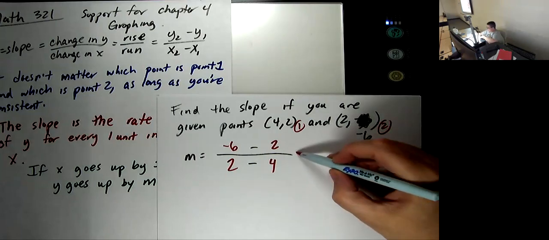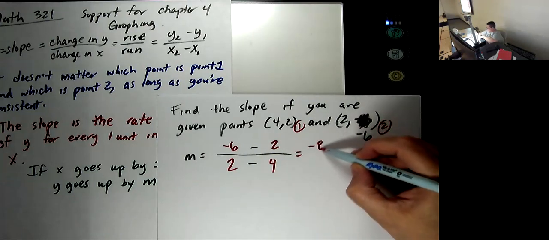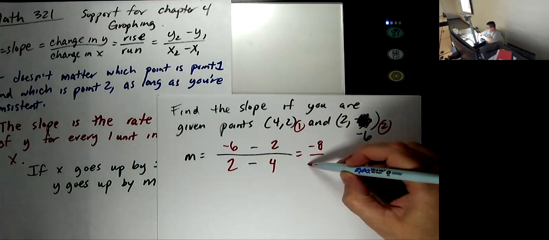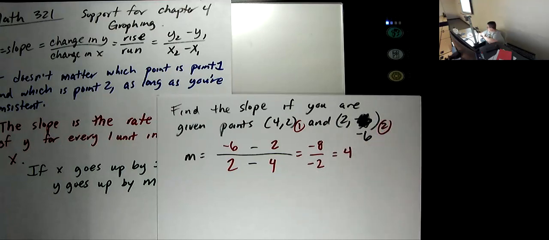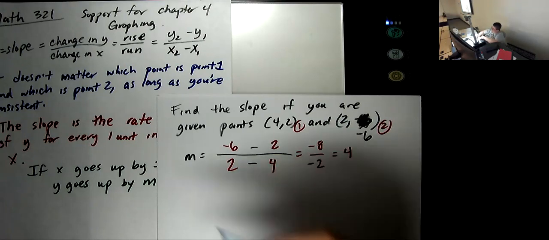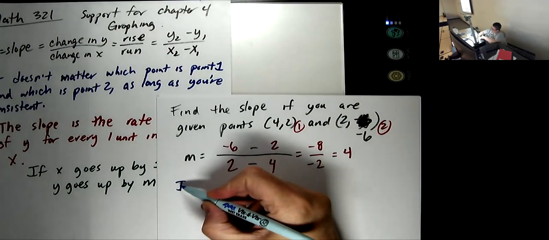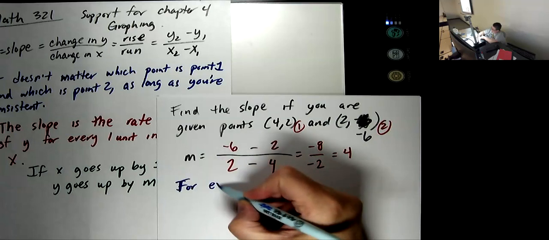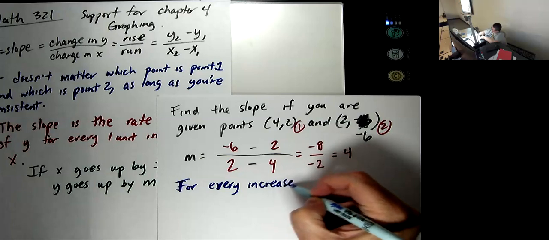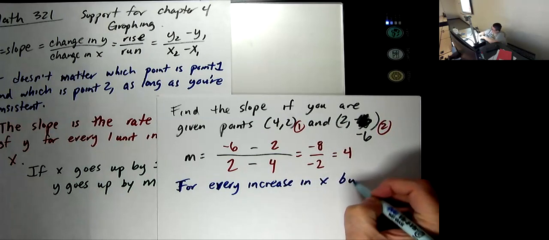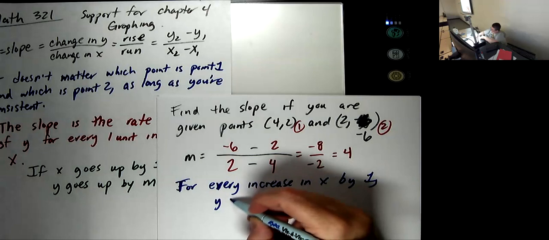So -6 minus 2 is -8. 2 minus 4 is -2. And that reduces to 4. So this means that for every increase in x by 1, y increases by 4.